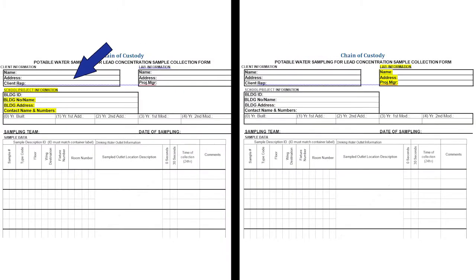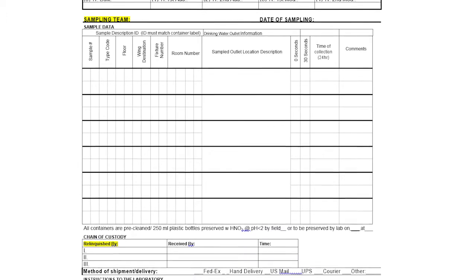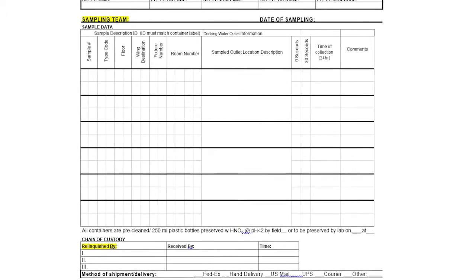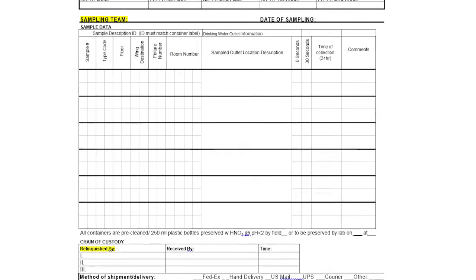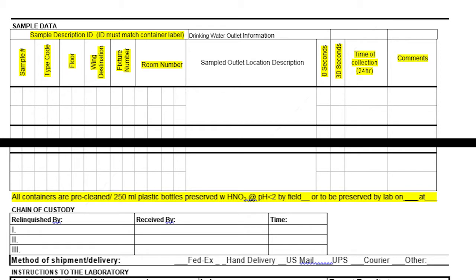Document the school's information on the chain of custody. Include the school's name, address, and contact name and number. Also document the laboratory's information on the chain of custody. Include the laboratory's name, address, and project manager. Document the name of the sample collector from your sampling team. Also, make sure the sample collector signs and dates the time that they were in contact with the samples before transferring them.